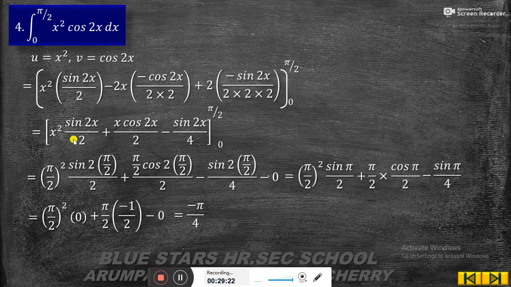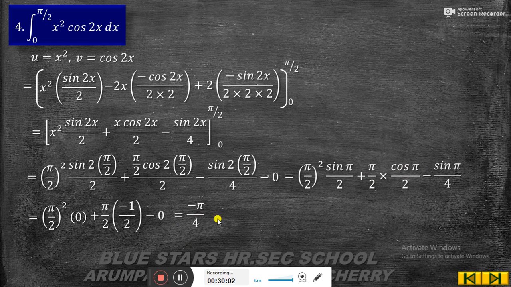Therefore you substitute the upper limit: pi by 2 whole square sin 2 into pi by 2 by 2, plus pi by 2 cos 2 into pi by 2 by 2, minus sin 2 into pi by 2 by 4. So minus 0 equals pi by 2 whole square, 2 cancelled, so sin pi, plus pi by 2 by 2 into pi by 2, 2 cancelled, cos pi by 2, minus sin pi by 4. So the next step: pi by 2 whole square into 0, pi by 2 cos pi is minus 1 by 2. Here cos pi value is minus 1 and sin pi is 0. So I write pi by 2 whole square 0 plus pi by 2 into minus 1 by 2.